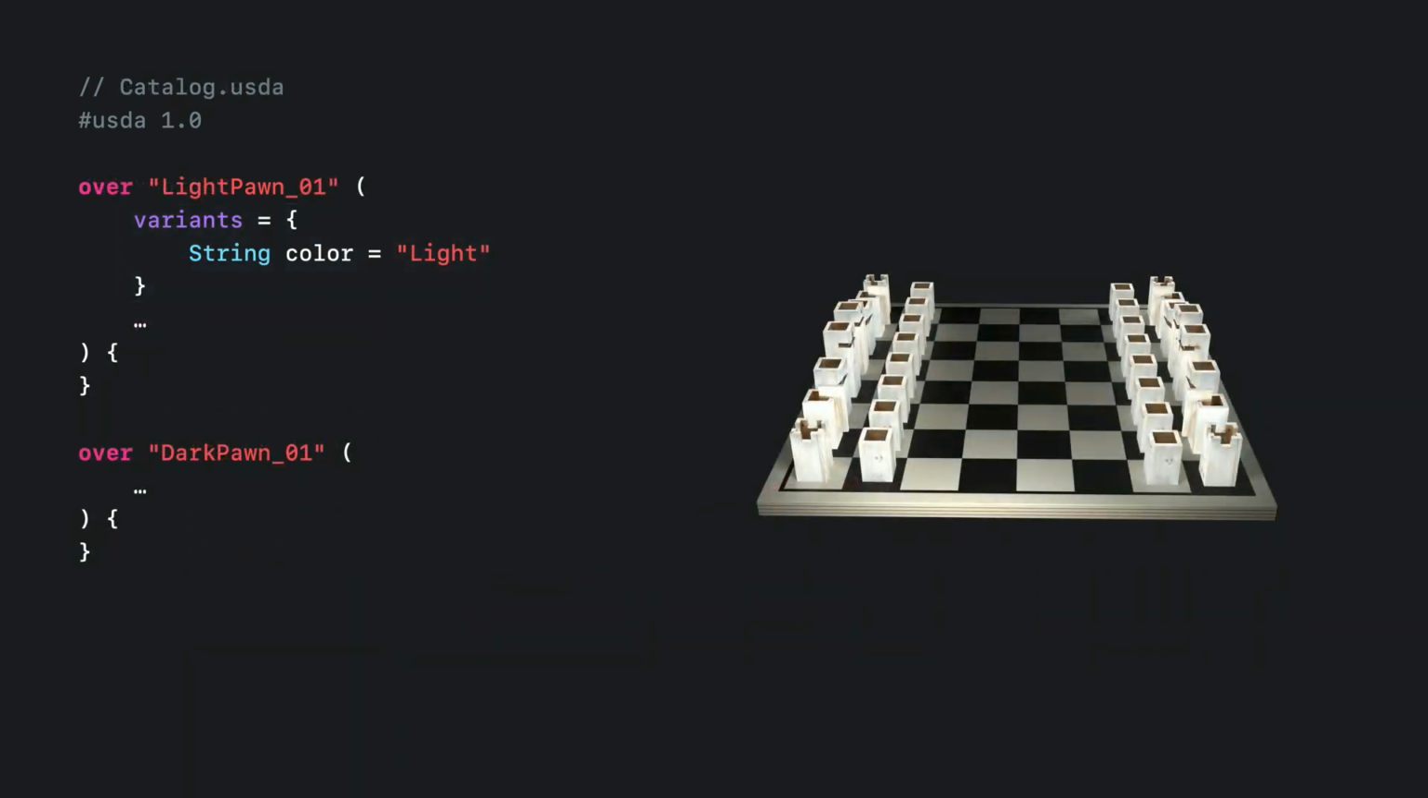Now we are back in our catalog layer. We set up all the pieces on the board, but they are all using the light material. That is because the default variant is set to the light material. Let's change the variant of one of the pawns to the dark material.